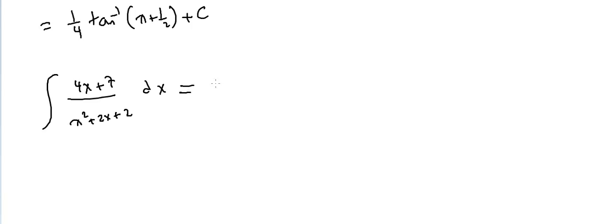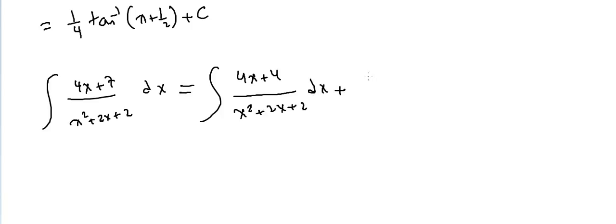It's equal to, this one is a partial fraction, and we can do it as partial fraction, but it's easy to do this. The 7, I divide it into the integral 4x plus 4, so I can take 4 as common, over x squared plus 2x plus 2 dx, plus the integral of 3 over x squared plus 2x plus 2, because we have 7. Now I split it into two parts, right? Here, this one I can work with as tangent inverse, and this one I can have as ln.